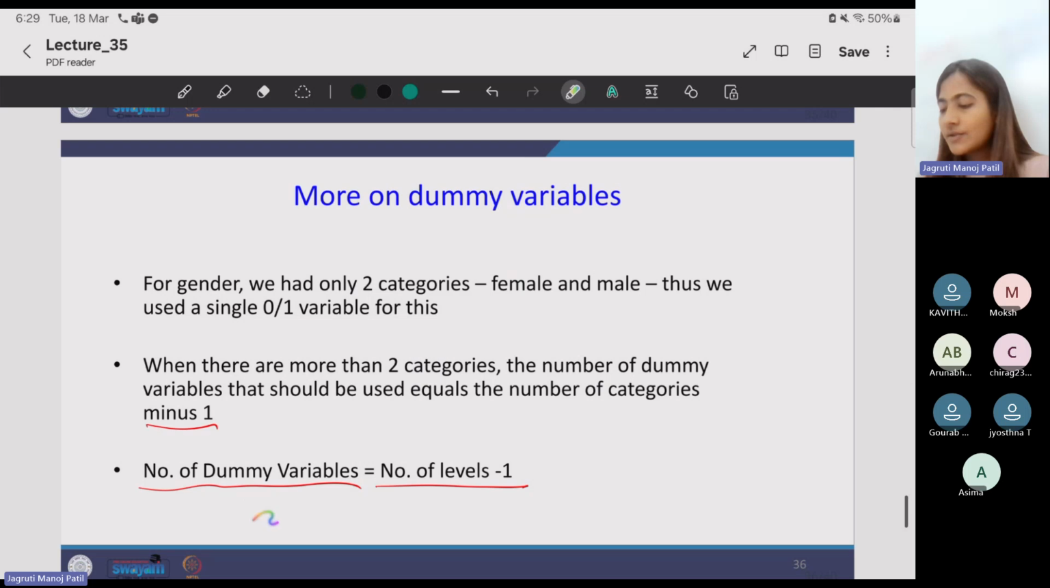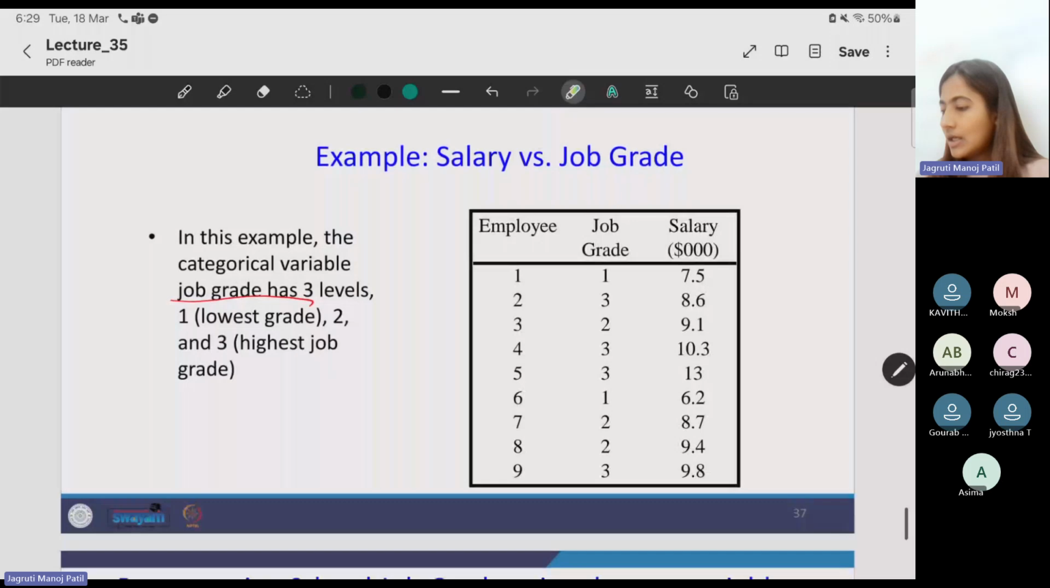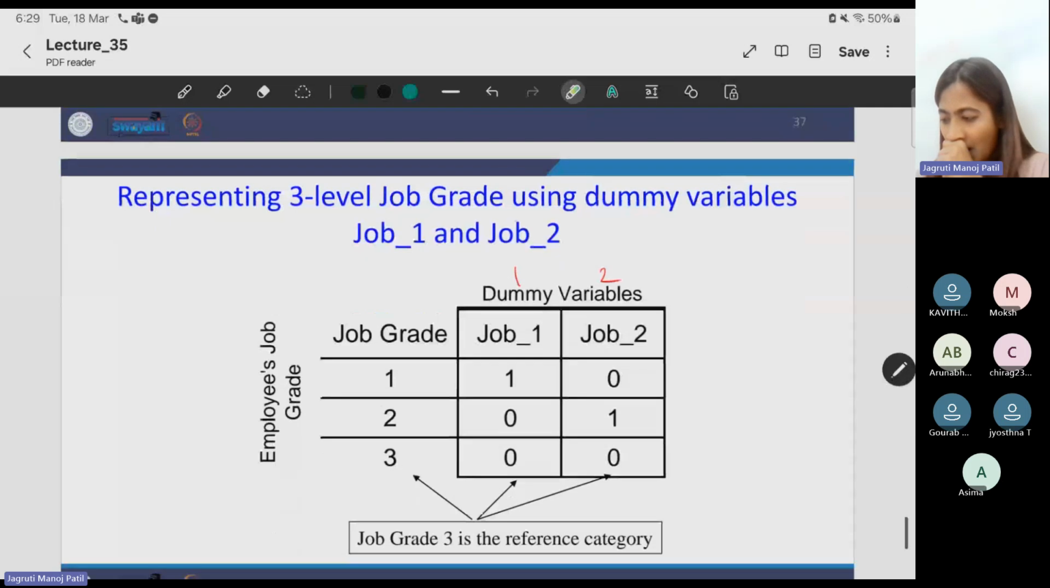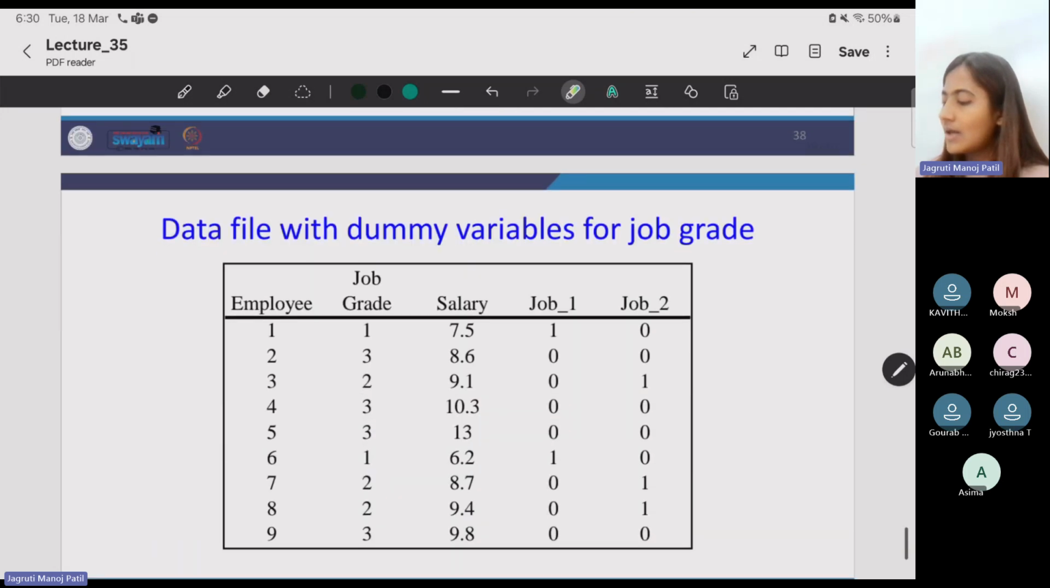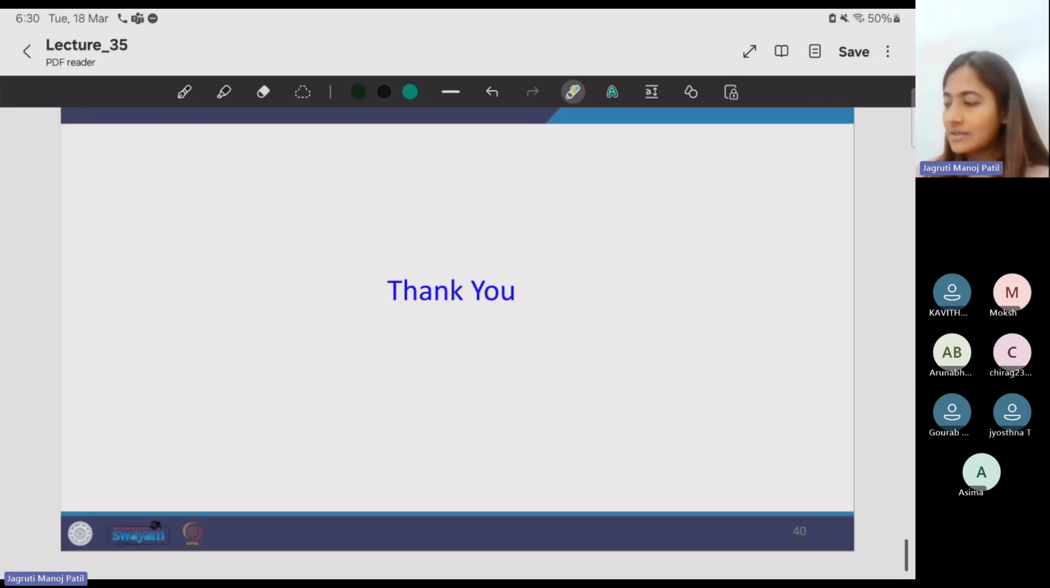Then some more on it. So we just see that the number of dummy variables is equal to the number of levels minus 1. Okay. And then this is with respect to the job grade. So again, you find the number of dummy variables in such a case. So this is like job 3 is the reference category. Since job 3 is the reference category, they took it in binary numbers: 0, 0, 0, 1 and 1, 0, for the job 1 and 2 variables that you have. Okay. Add it in a data file for job 1 and 2 grades, and then again do the similar analysis there.